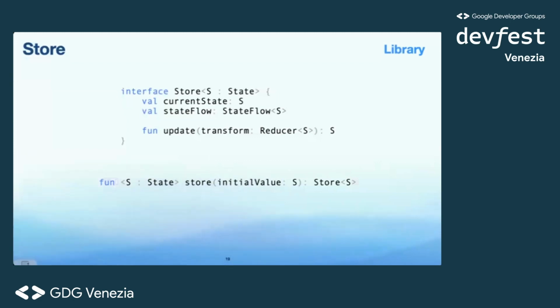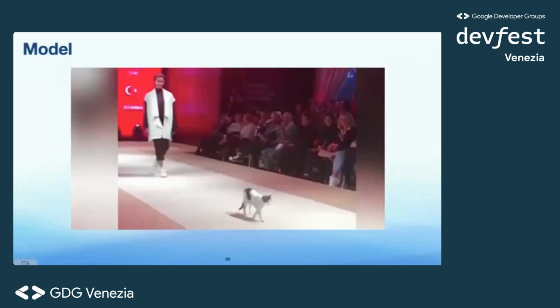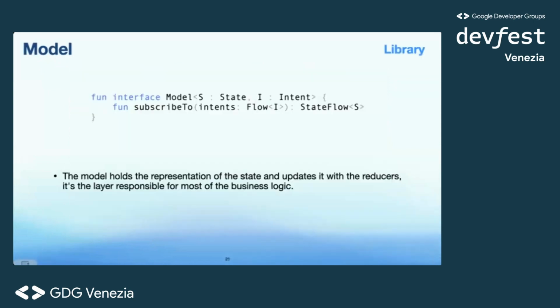Next, we're going to see finally the model where everything gets connected. Wrong model, sorry. Here is the model in our library. It's a fine interface based on state and intent. The model exposes the function subscribeTo, which takes an input flow of intents, and it returns a flow of states.